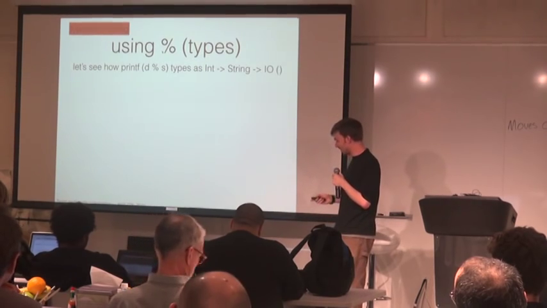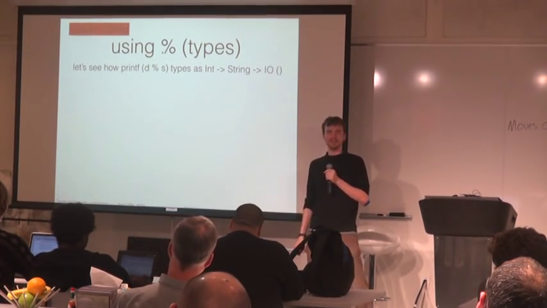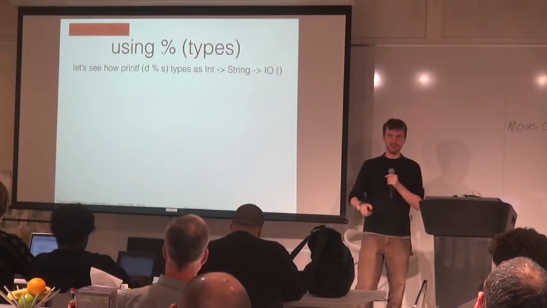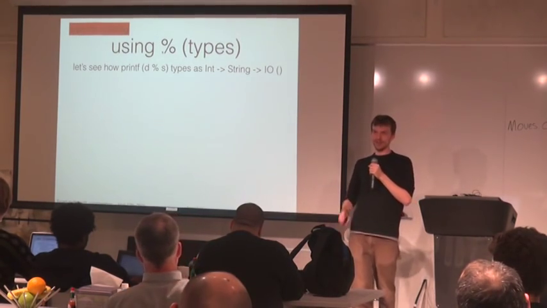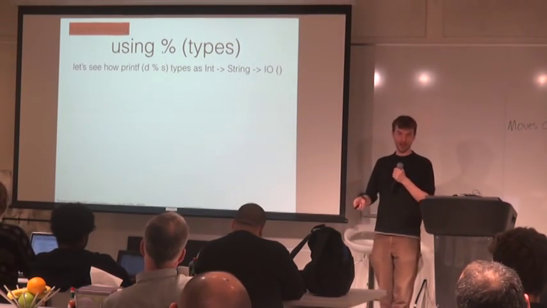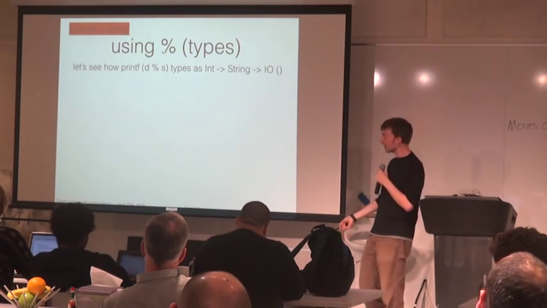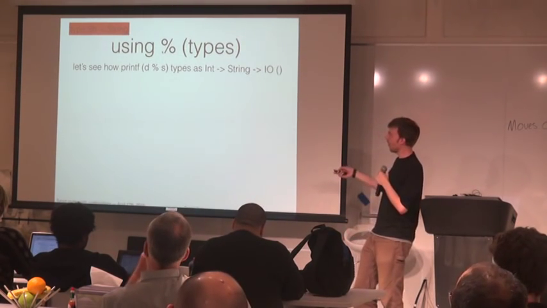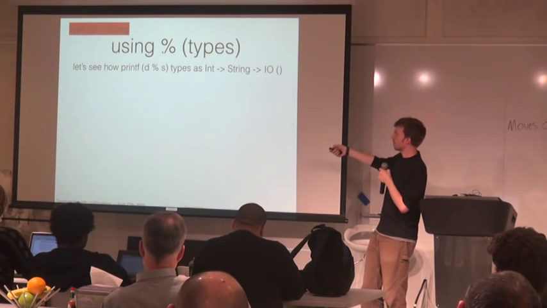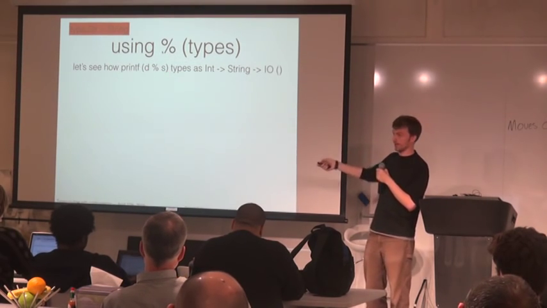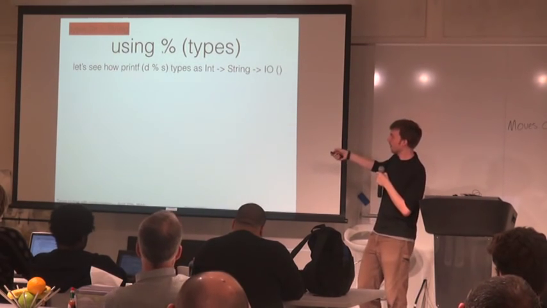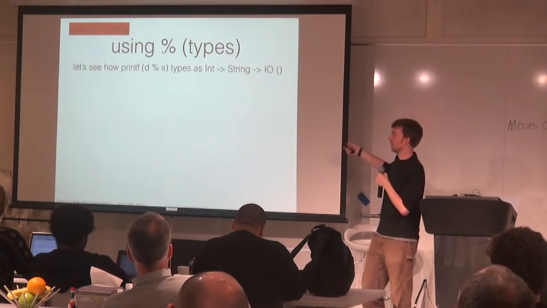So that might seem a little bit hand-wavy, because I just sort of decided that I was going to replace these things with type variables and it would work out. So it'd probably be useful to check it and see how an example works. In particular, we're going to try d%s. I want to see how that printf of that has the type int to string to IO.